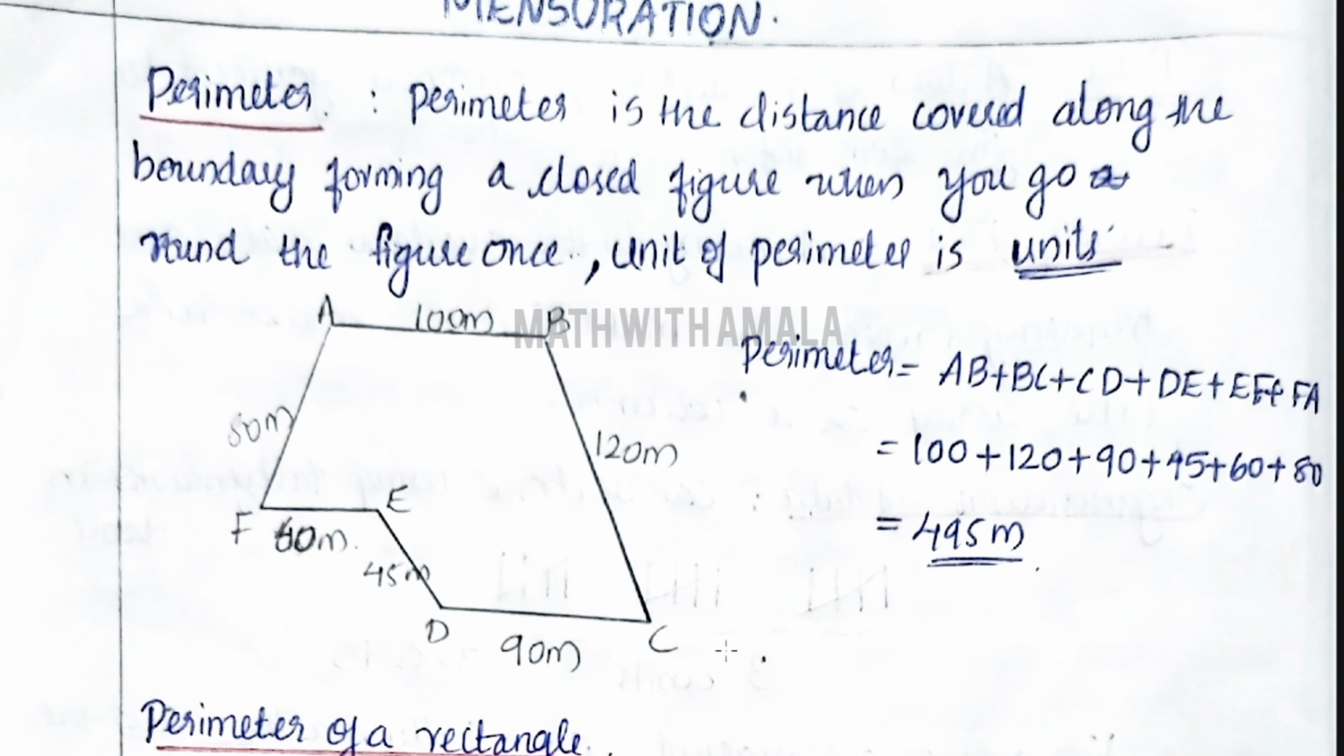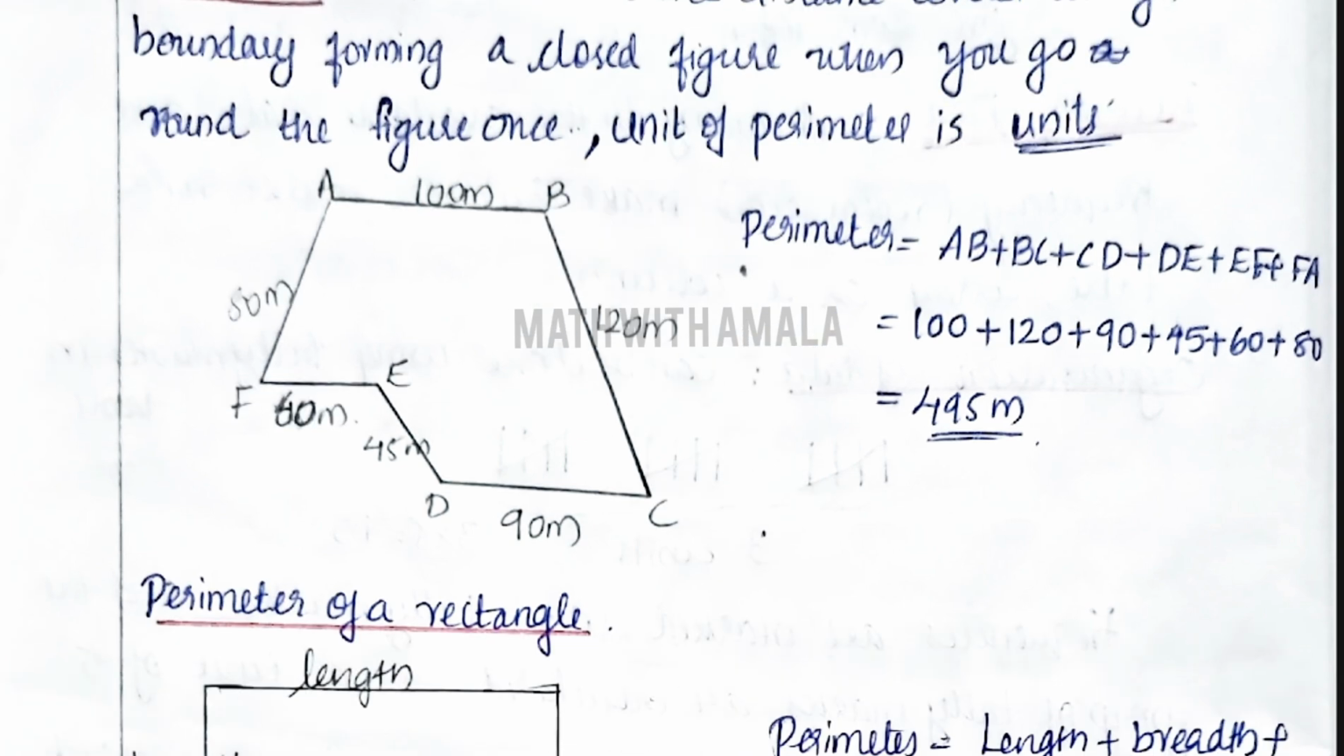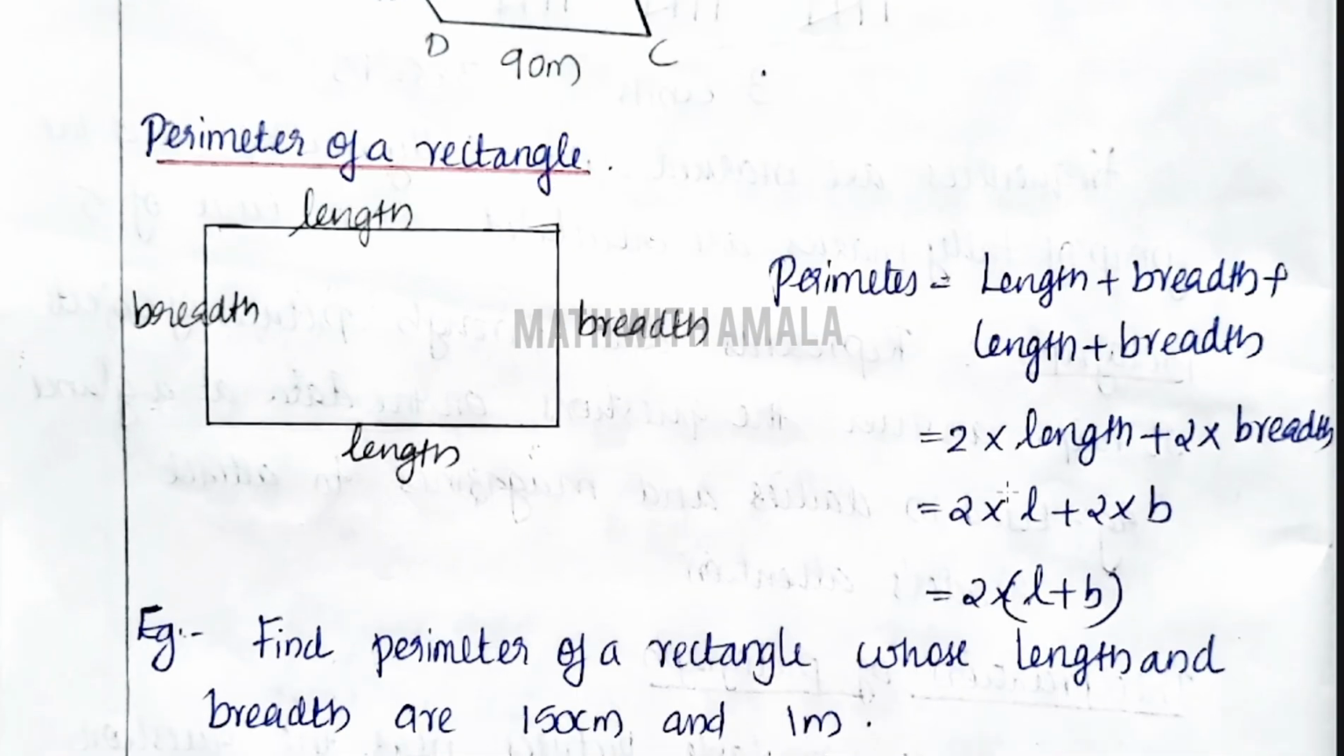Here I have given a figure which contains A, B, C, D, E, F, and this is containing some line segments only, and you can calculate the perimeter with the given measurements, and all the measurements are given in meters. Perimeter means you will start from A and you will reach B, then C, then D, and likewise you will move only through the boundary at only once. AB plus BC plus CD plus DE plus EF plus FA, that is the total answer, 495 meter.